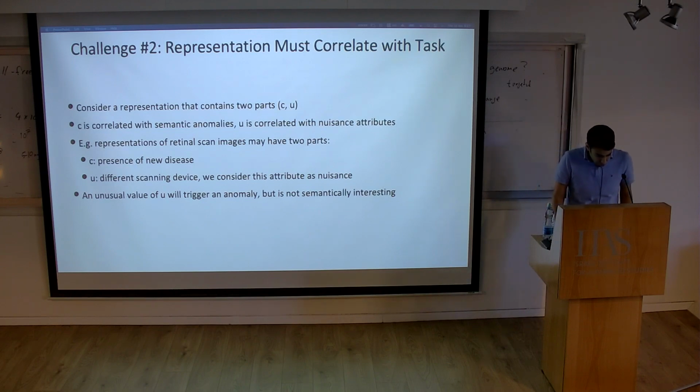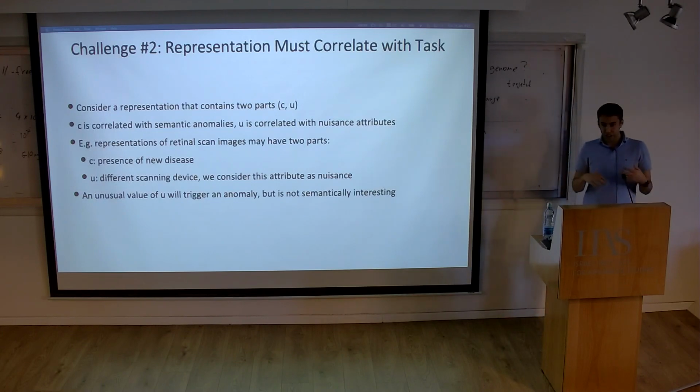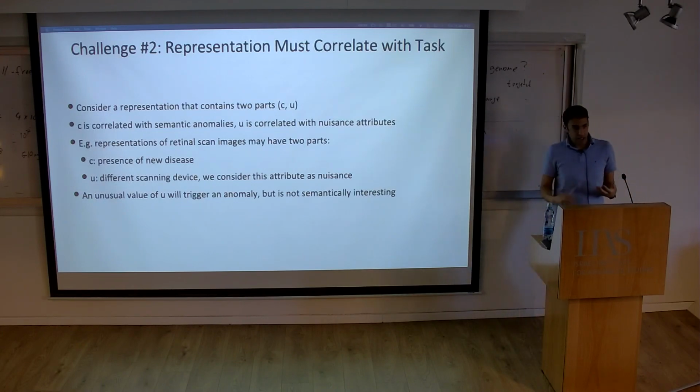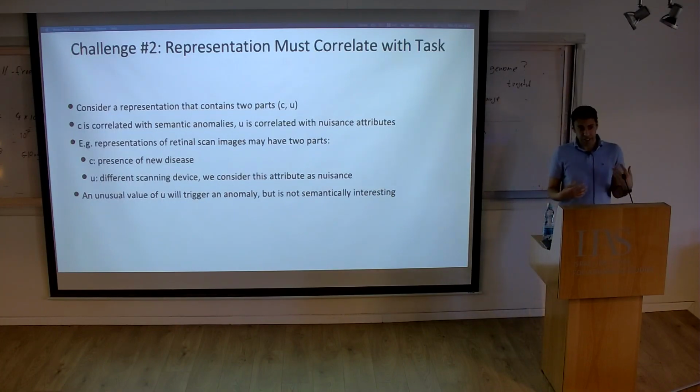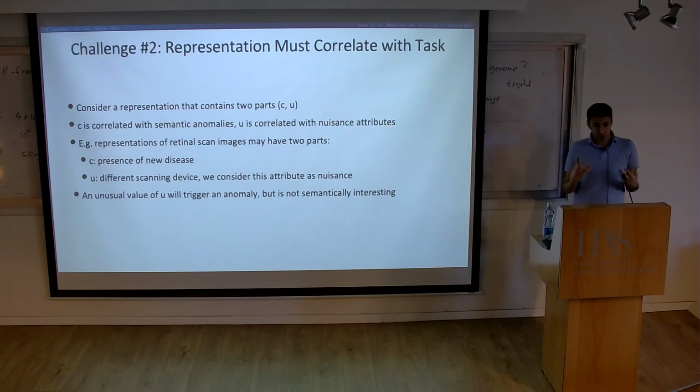So if we perform density estimation over the entire representation, then if we have a usual value of C but an unusual value of U, this would be considered an anomaly. But this is not something that we care about. This would not be a semantic anomaly. So density estimation by itself doesn't actually give us interesting anomalies. It might give us statistical outliers, but we don't actually want to find statistical outliers. We want to find semantic anomalies.